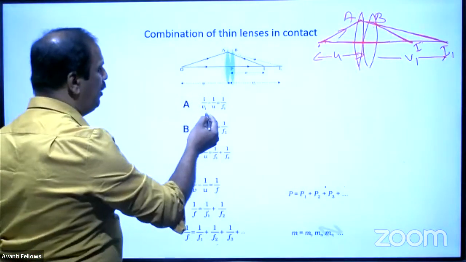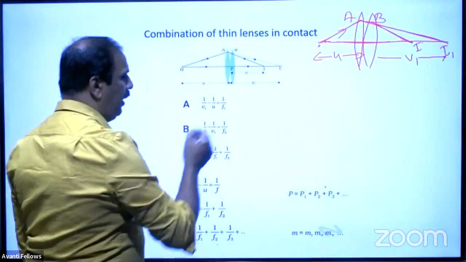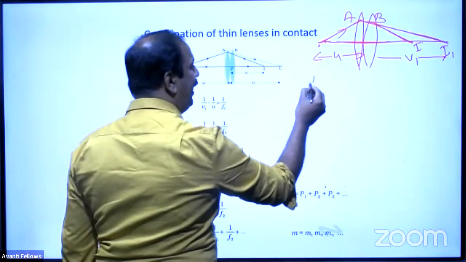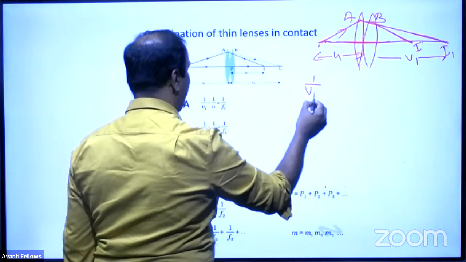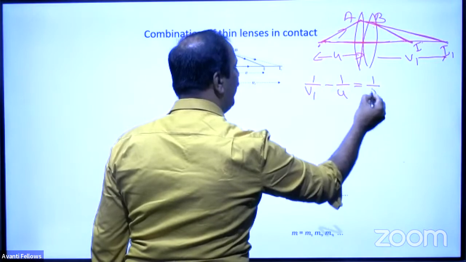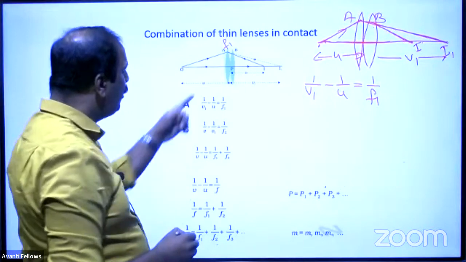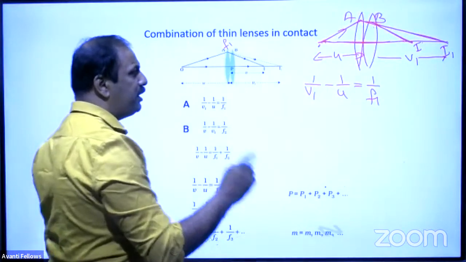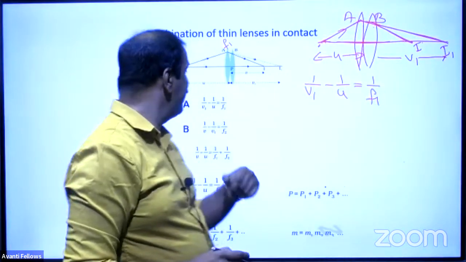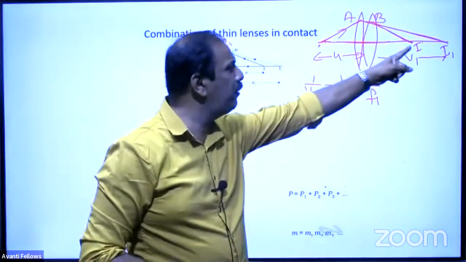For lens A, we will do first. What is the equation? 1 by V minus 1 by U is equal to 1 by F. So for the first one, that is 1 by V1 minus 1 by U is equal to 1 by F1, where F1 is the focal length of the first lens. Now for the second one, we should be very careful. What is the object distance for this one? That is the image made by the first one, and the image distance is this V, the final image.